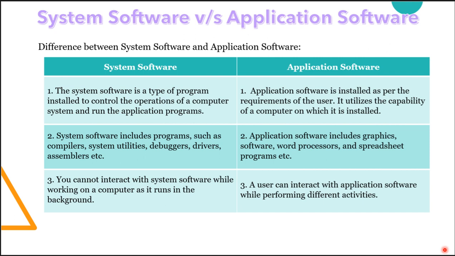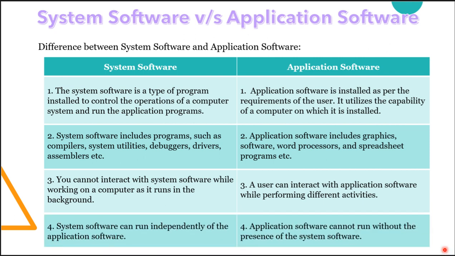Fourth and the last difference, on the basis of dependency on each other. Our system software can run independently of the application software. Whenever we want to run a system software, we don't need any application software. It's not necessary to have any application software to run system software. But application software is dependent on system software. We cannot run it without the presence of the system software.